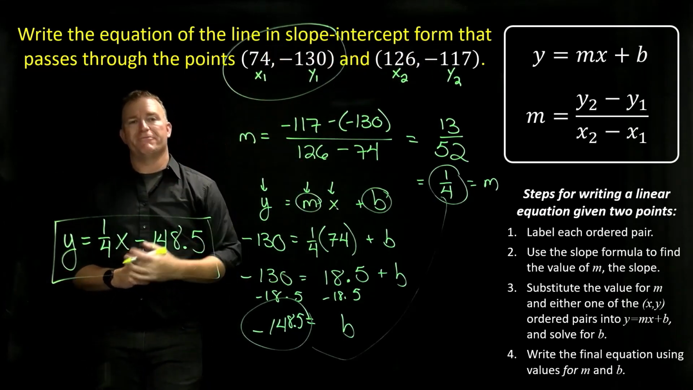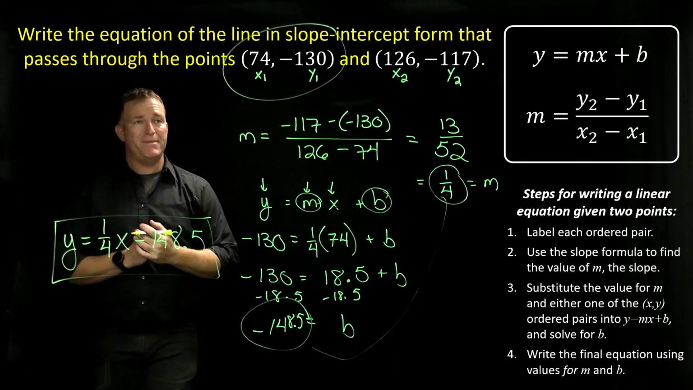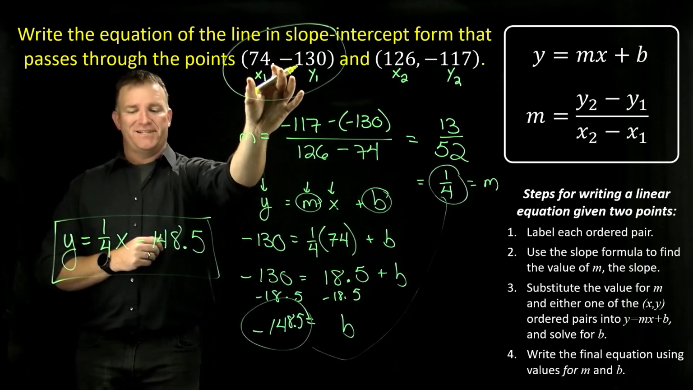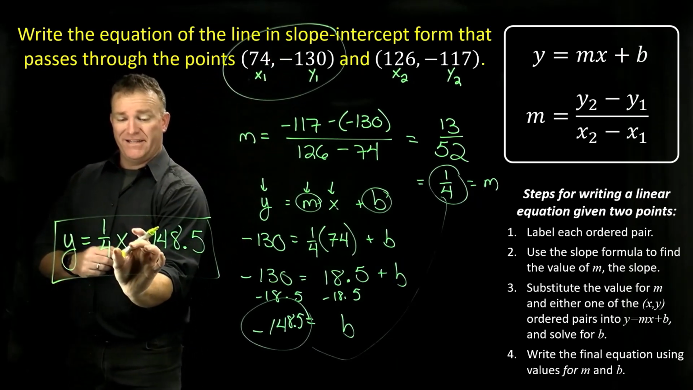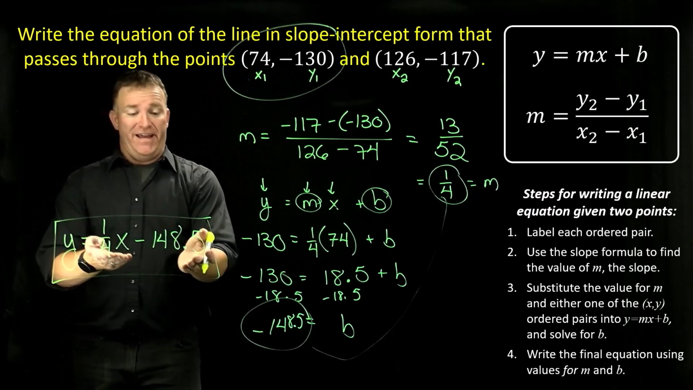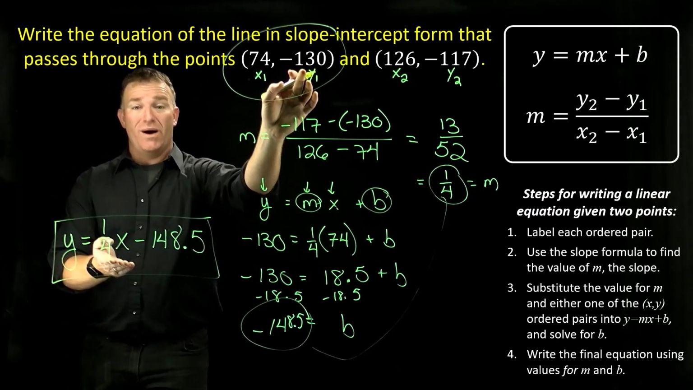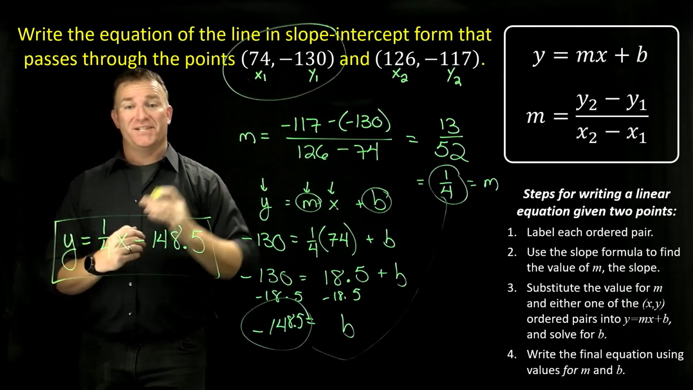And again, remember, if we want to check our answer at any time, we just take our value of x, 74, plug it into this equation, simplify, and make sure that we get this y value out as a result.